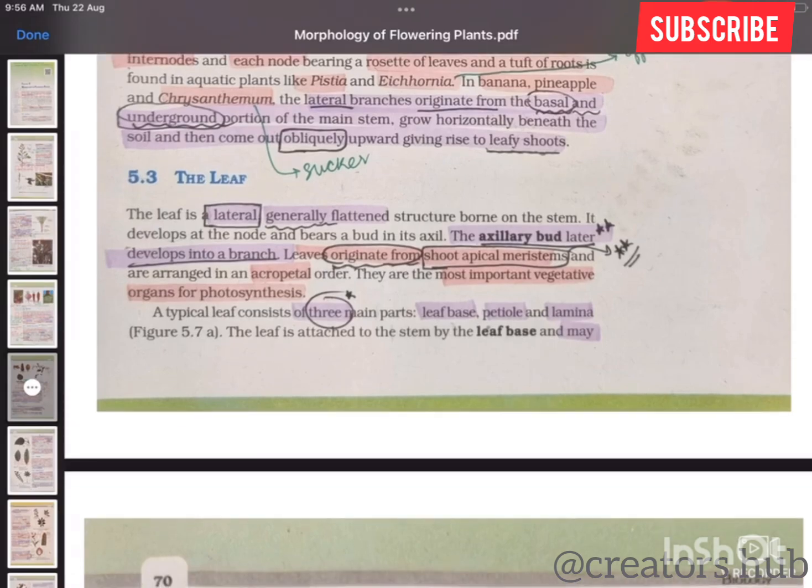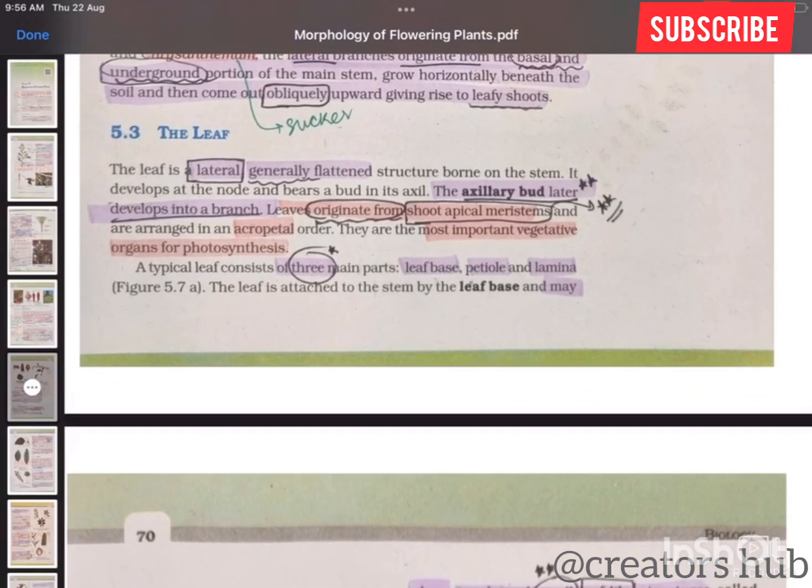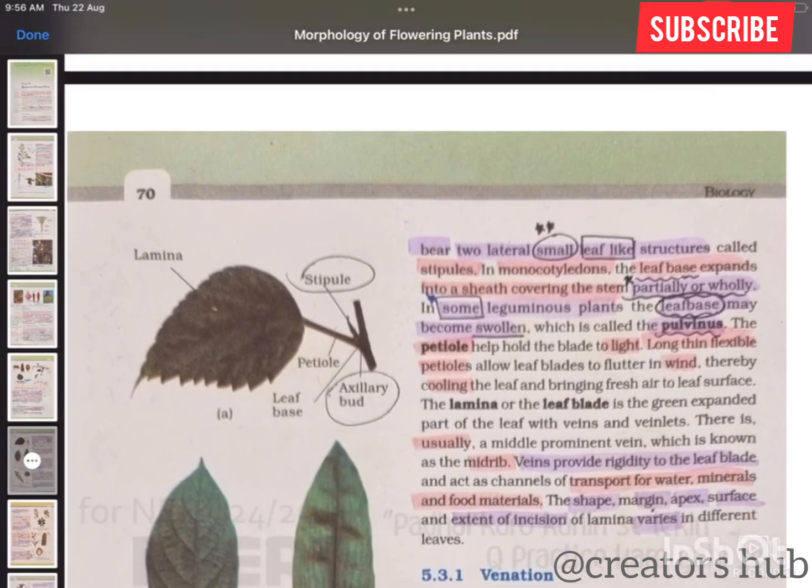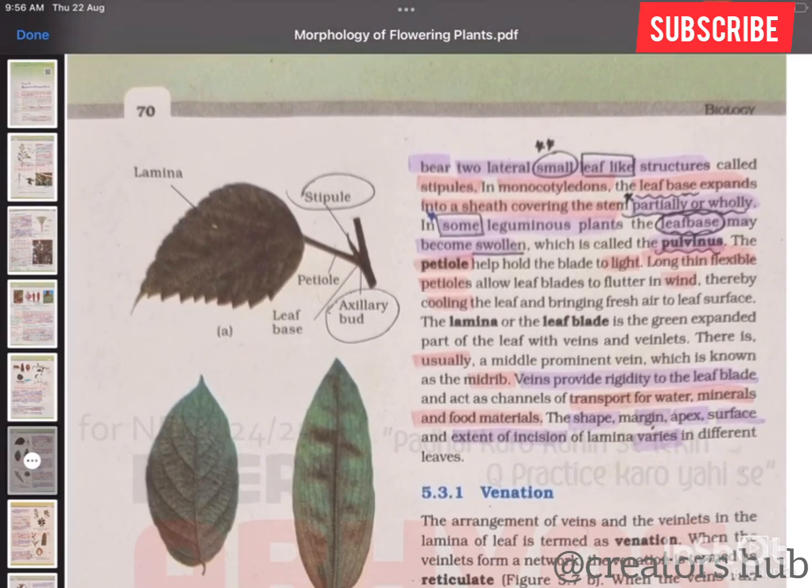A typical leaf consists of three main parts: leaf base, petiole, lamina. The leaf is attached to the stem by the leaf base and may bear two lateral small leaf-like structures called stipules. You can see the stipule on the diagram. In monocotyledons, the leaf base expands into a sheath covering the stem partially or wholly. In some leguminous plants, the leaf base may become swollen, which is called the pulvinus.